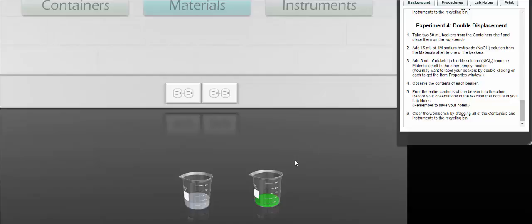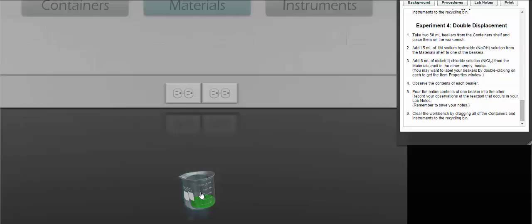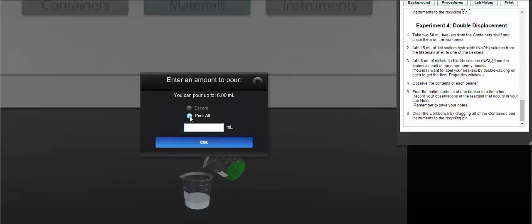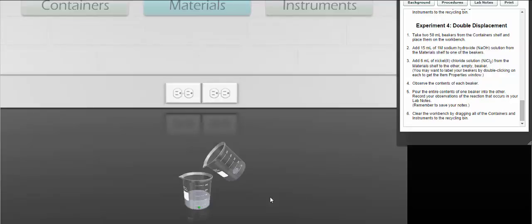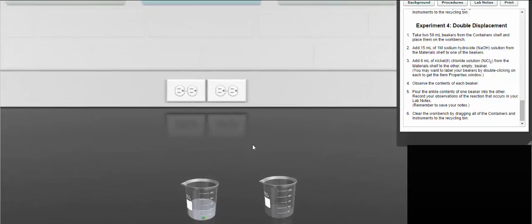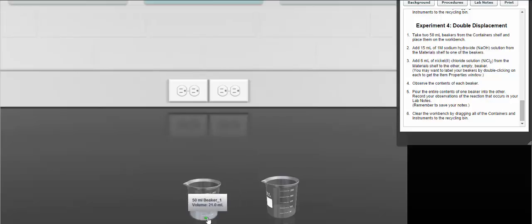Now we're going to mix the two together into one beaker, and we know from the equation that a precipitate should form. And we're going to pour it all in. If we zoom in, we can see that there's aqueous NaCl and a solid Ni(OH)2, and in the bottom of the beaker can be seen a small precipitate solid.